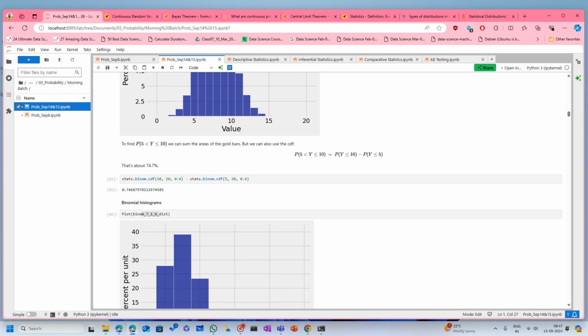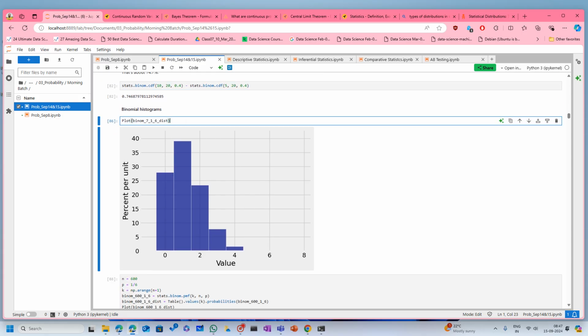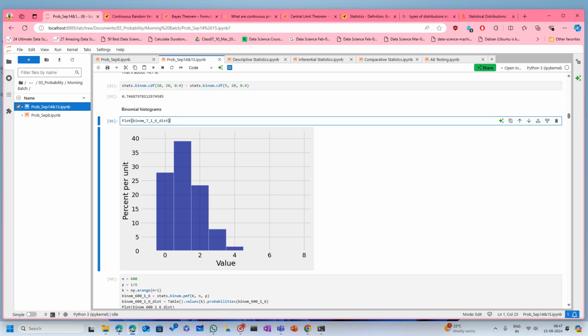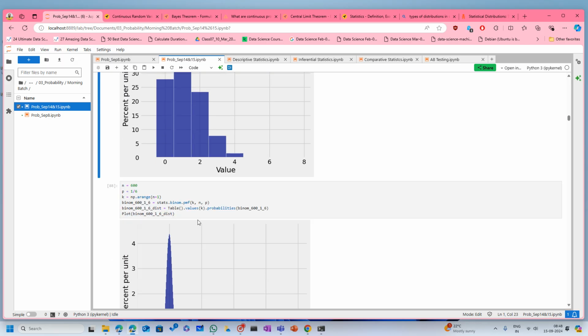All right. Moving on. Here again we have calculated for another example. You can just experiment with it. And the next thing is how to understand these binomial histograms? There is a unique thing about binomial distribution.